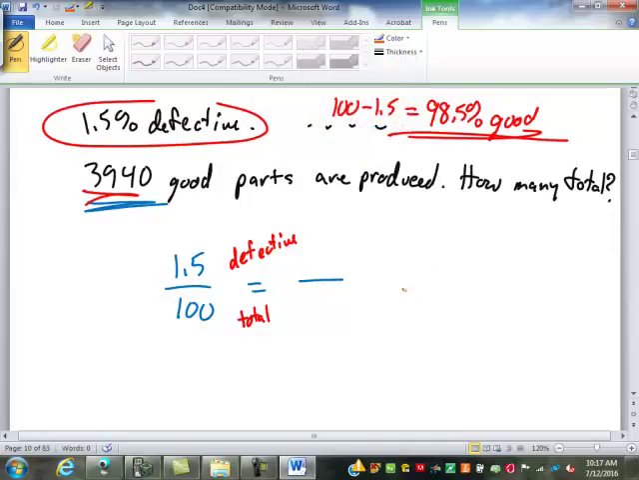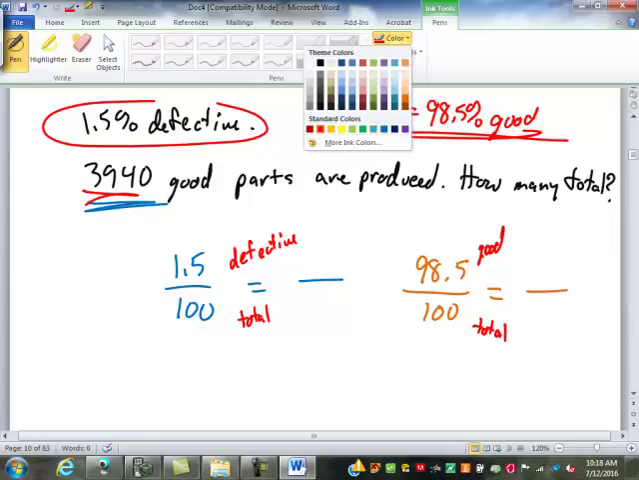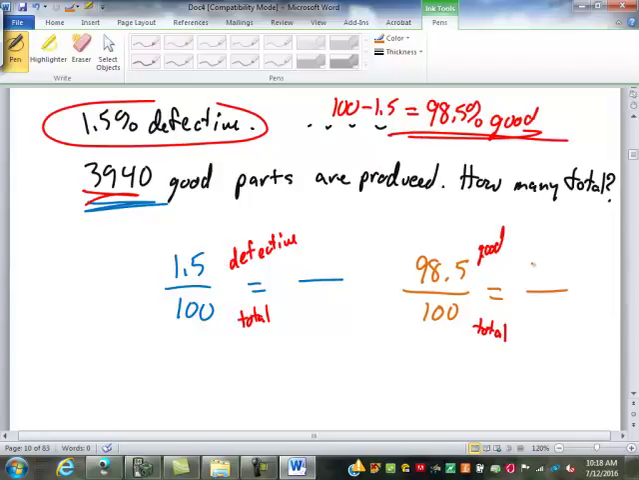So what I would set up in my proportion is actually 98.5%, or 98.5 over 100. Now the 98.5 represents good parts. The 100 still represents total. And we have 3,940 good parts. Are we looking for the total? Yes, we are. So it's 100 times 3,940 divided by 98.5 gives us 4,000 total parts.